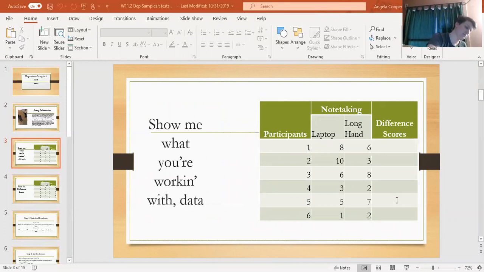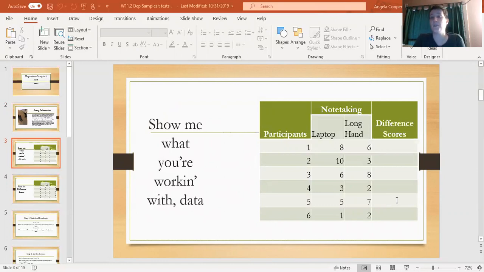So here we are. Let's say that this was a 10-question quiz, and these numbers represent how many they got correct. Participant 1 in that first row got a score of 8 when they were taking notes using a laptop, and a score of 6 when they were taking notes just using a pen and paper. So those are our two conditions, laptop or longhand. This is a within subjects design. Each participant is experiencing both conditions of note-taking, laptop and longhand.